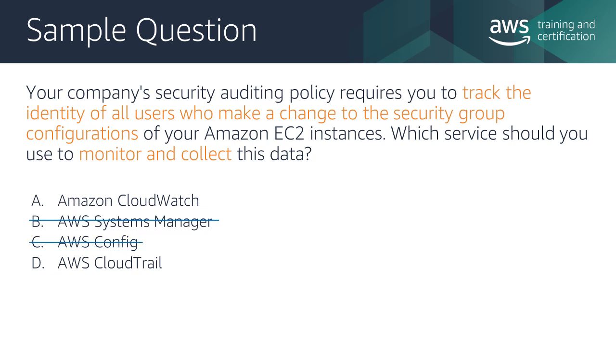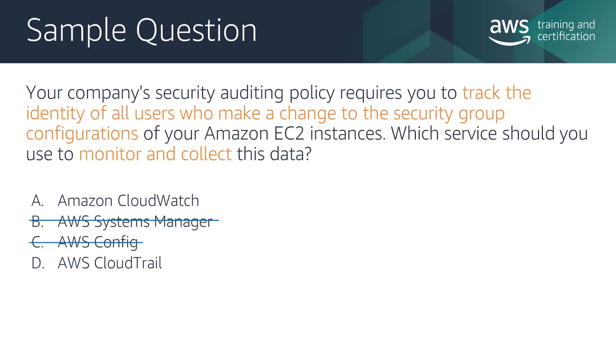Option C, AWS Config, it's a plausible answer because it does deal with configuration. It monitors configuration changes. But Config doesn't actually display who's made the configuration changes. And that's part of looking at the stem. We're not just seeing did it change, but specifically the identity of who made the change.